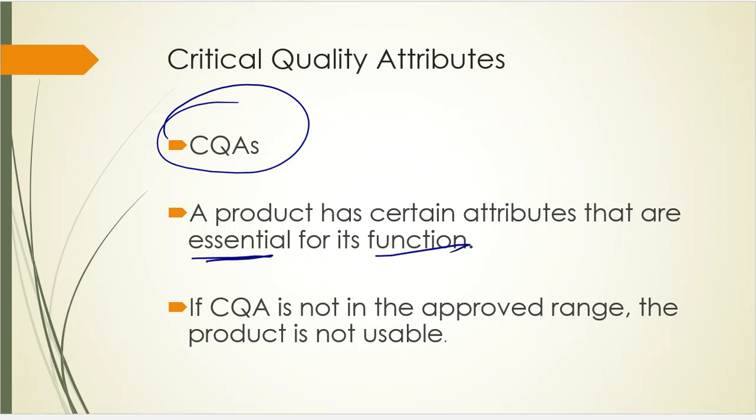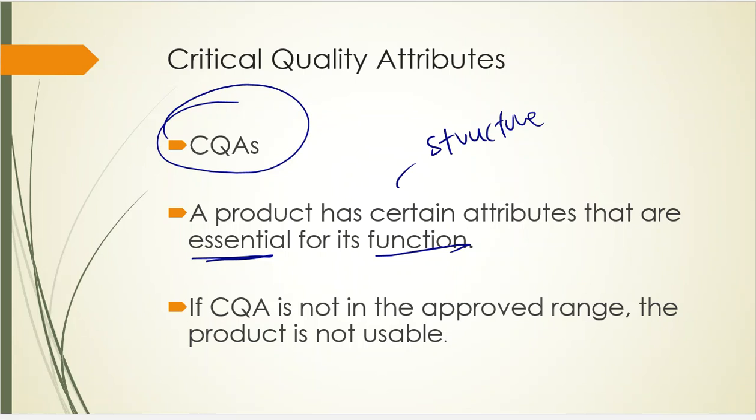So if the CQA is not in the approved range, then the product is not going to be deemed usable. A product is going to work the way that it's going to work based on its chemical structure. That's really what this is all about. So how does the thing do its job and what makes it do that job?